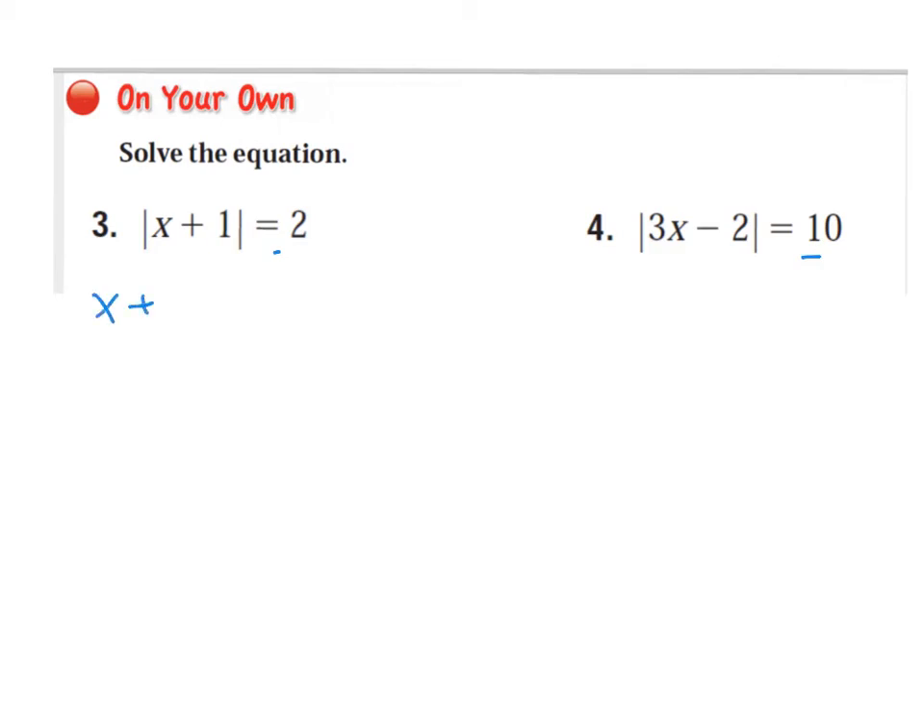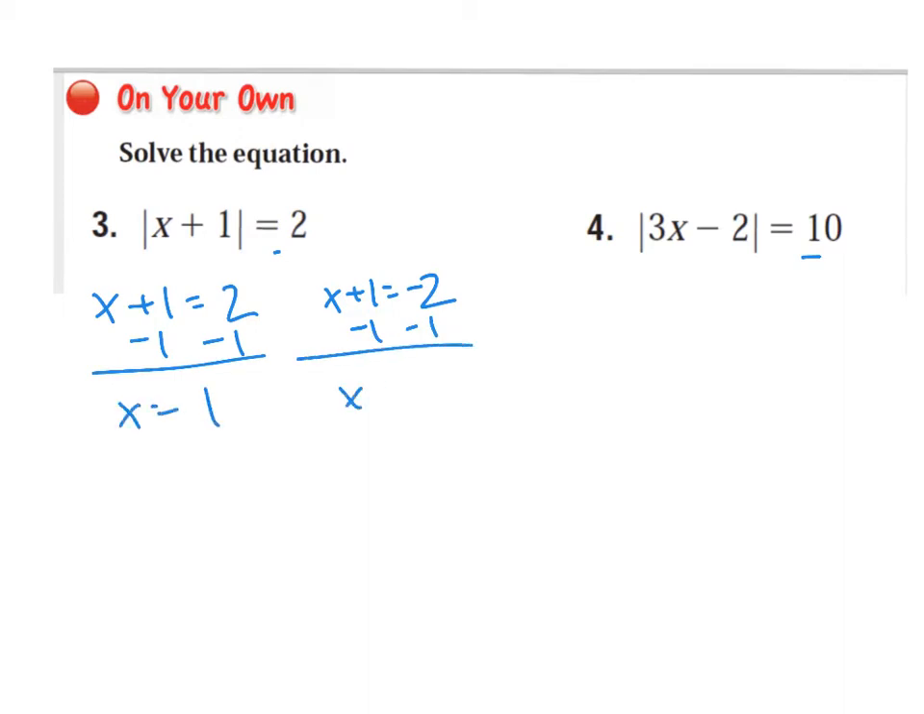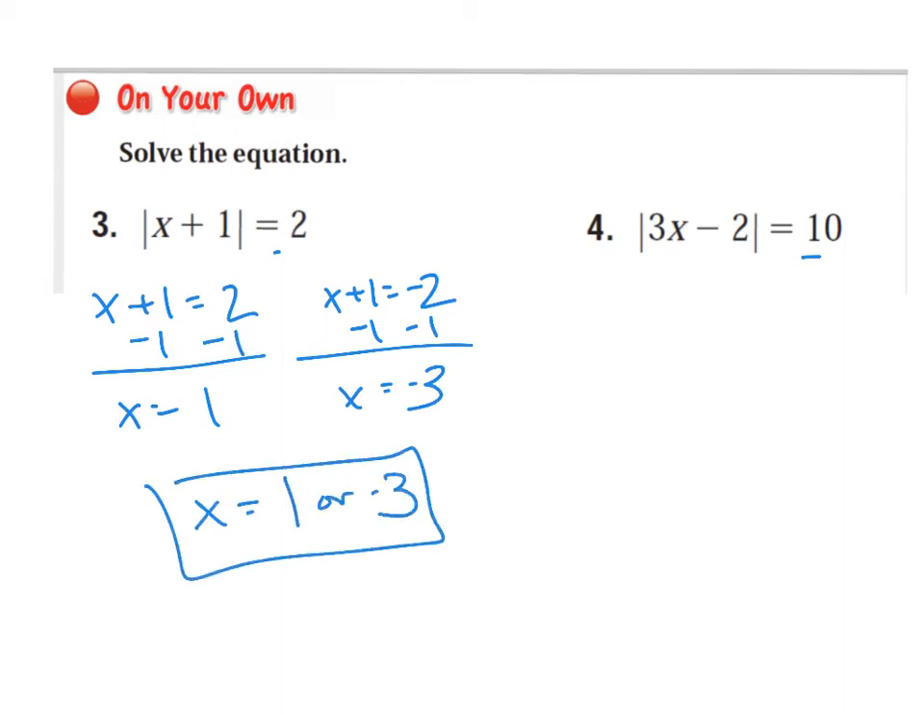So on this side, I'm going to have x plus 1 equals a positive 2. x plus 1 equals a negative 2. I'm going to subtract 1 all the way through. So x equals 1 or x equals a negative 3. So x equals 1 or negative 3. There's our answer on that one.